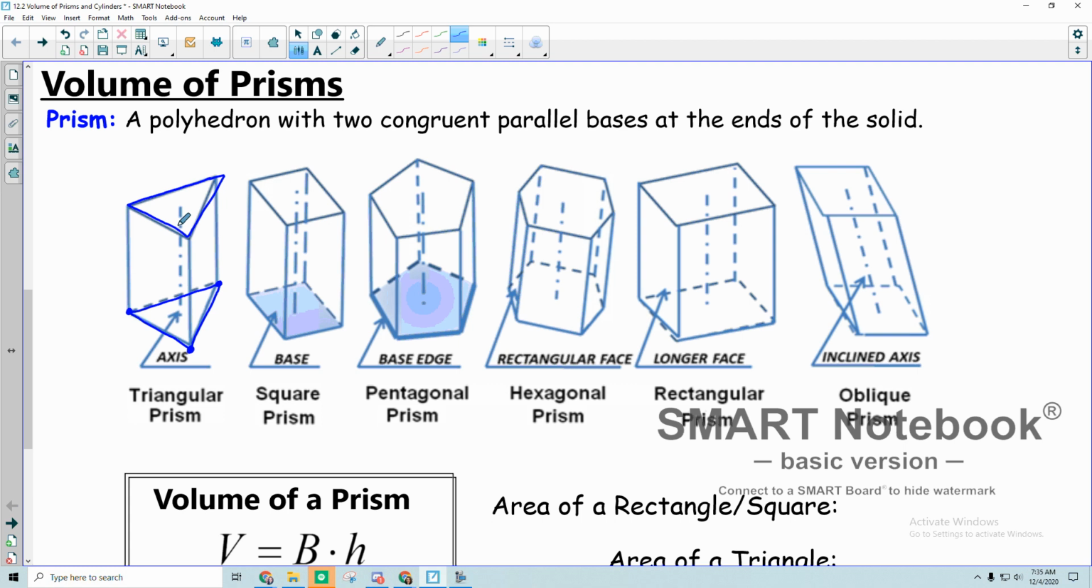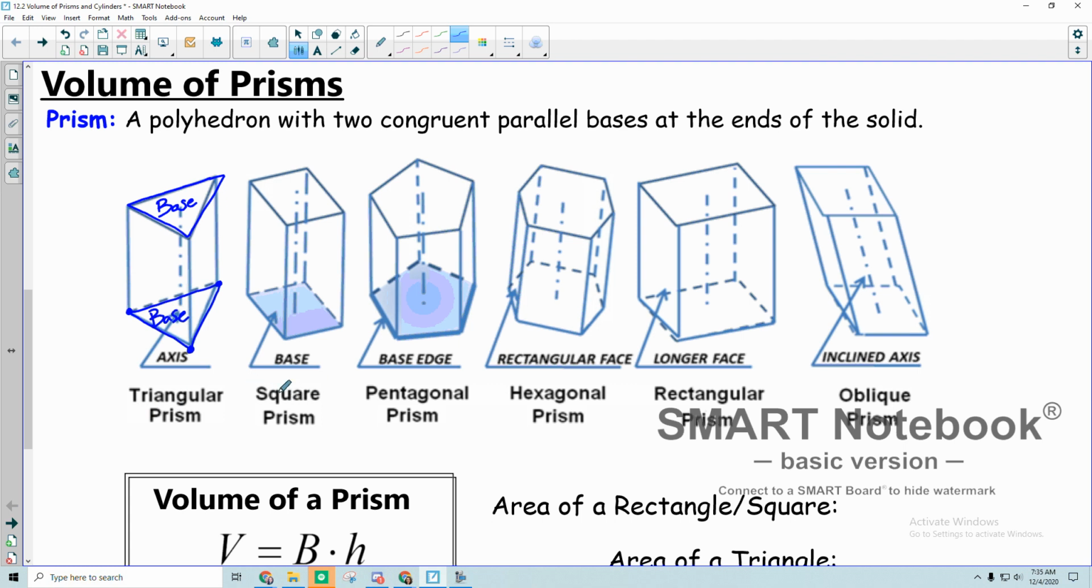Okay, so these triangles here and here for a prism, we would call these the bases. So this is the base, and this is also the base of our prism. Similarly, we can pick any shape that we want for the base. It doesn't have to be a triangle. This is just a triangular prism.